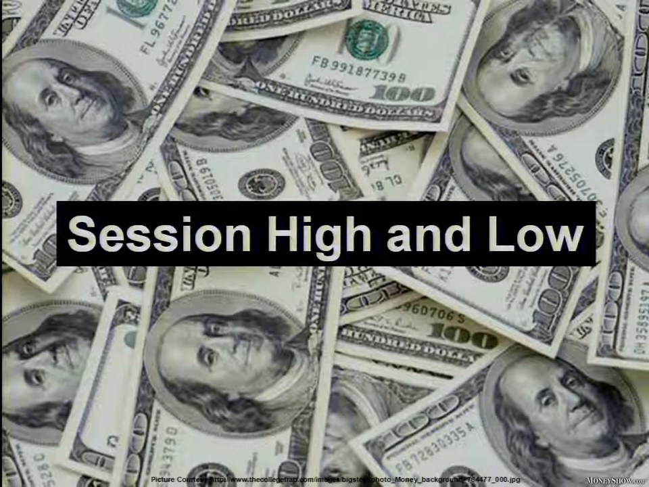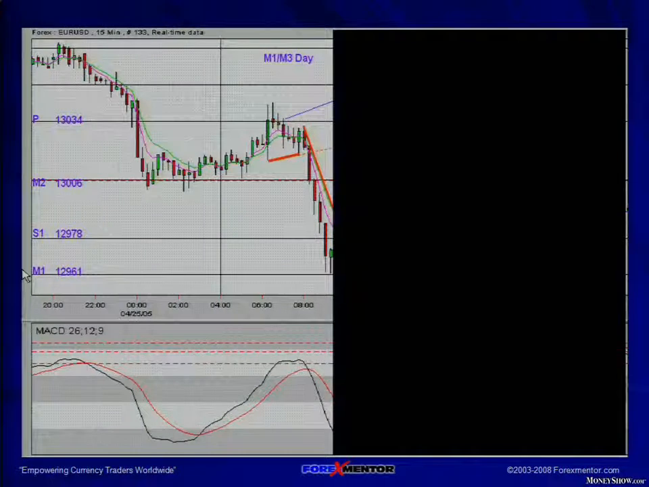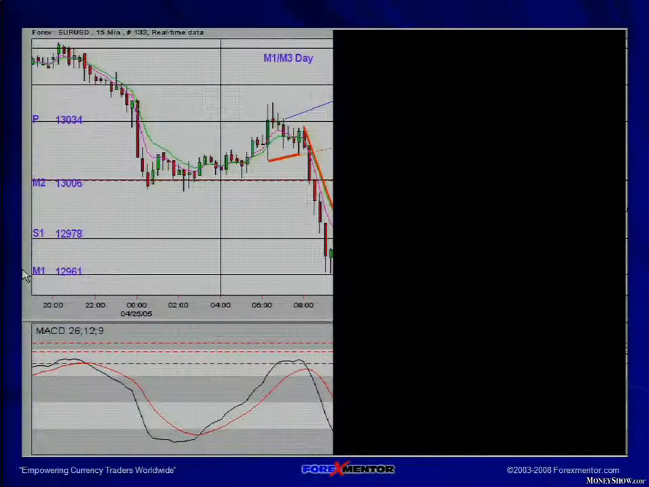One of the things we talk about at forexmentor.com is session highs and lows. Now, what we show our members is that on any given day, you can tell if the market is an M1, M3 day or an M2, M4 day.